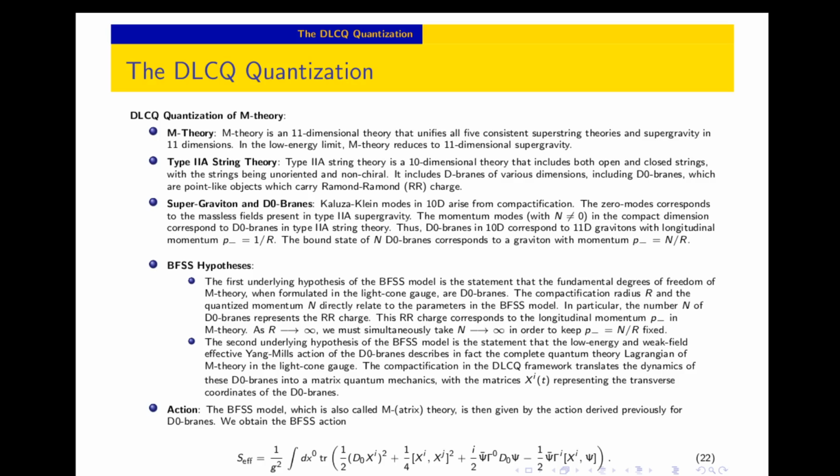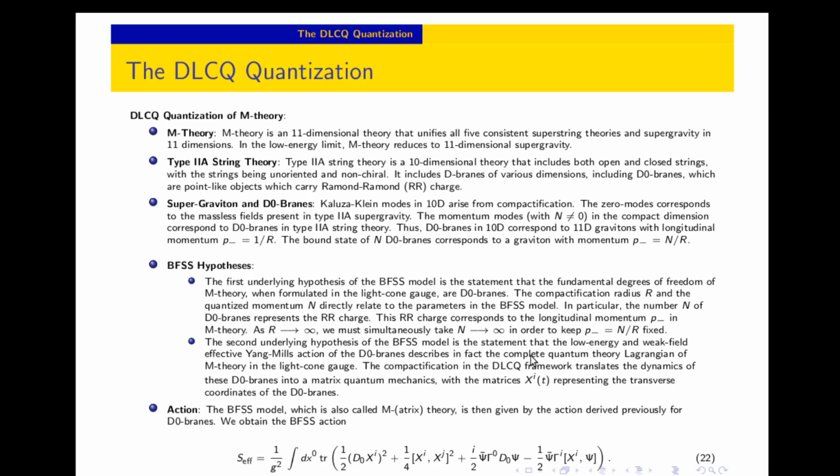A careful analysis shows that the BFSS matrix model relies on two hypotheses. First, the fundamental degrees of freedom in M-theory, when formulated in the light cone gauge, are nothing less and nothing more than the D0 branes. The second hypothesis states that the low-energy effective action of D0 branes describes the complete quantum theory of M-theory. This action is given by equation 22.